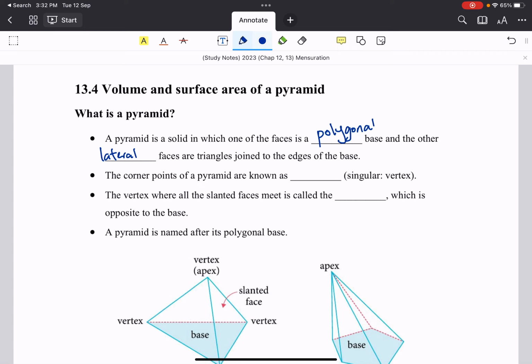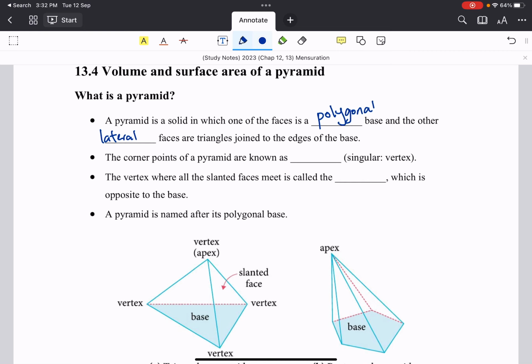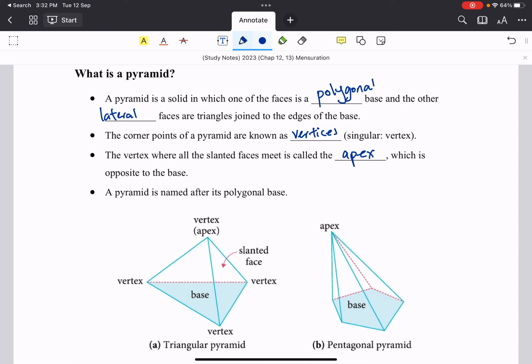The corners of the pyramid are known as vertices. The vertex where all the slanted faces meet is called the apex. Instead of lateral, I think we use the word slanted in this case because they are slanted towards the apex. I think that makes for better clarity, a better word to use.